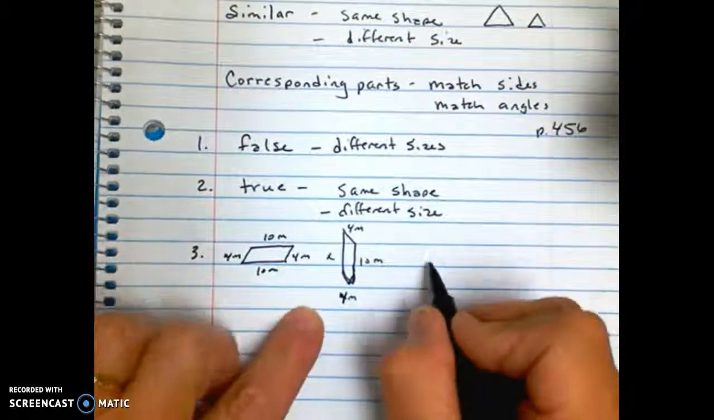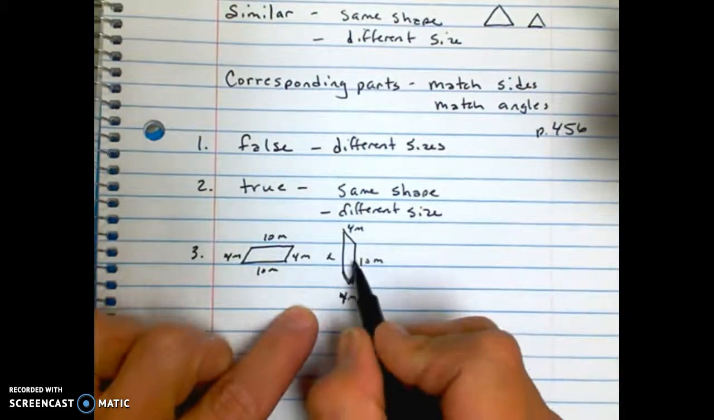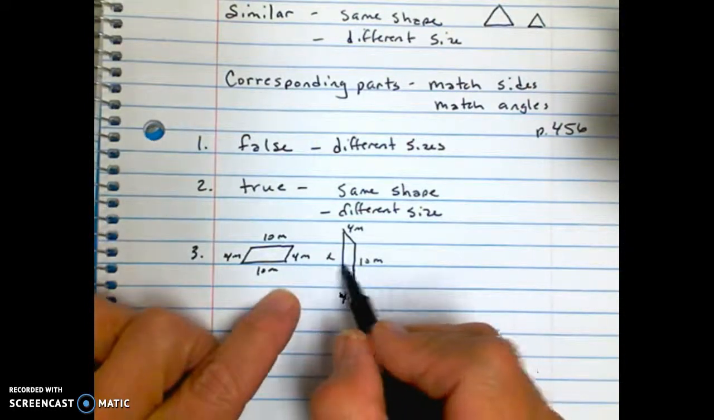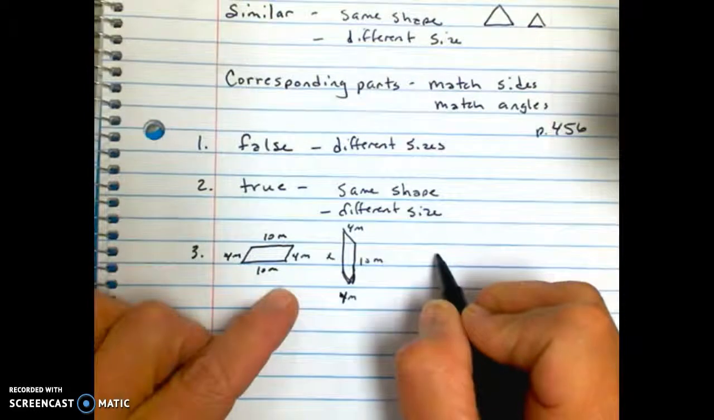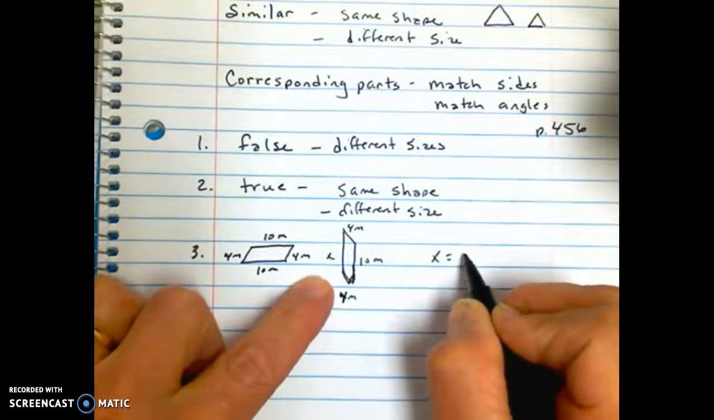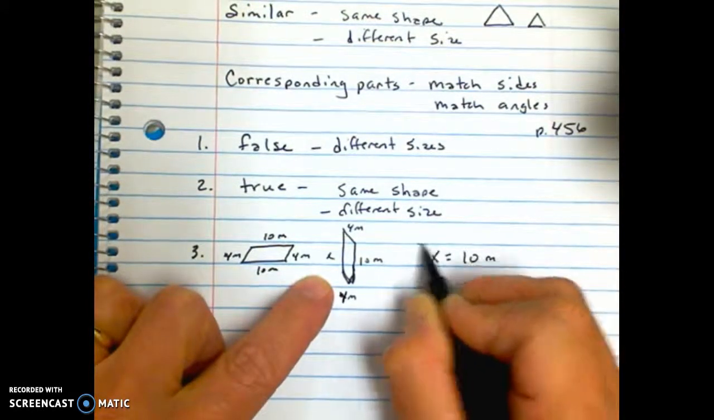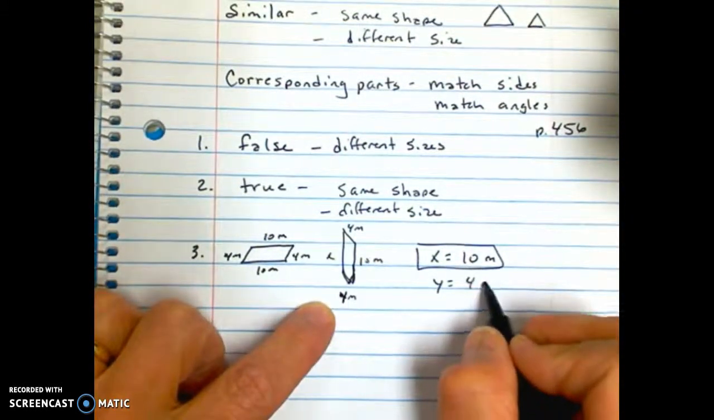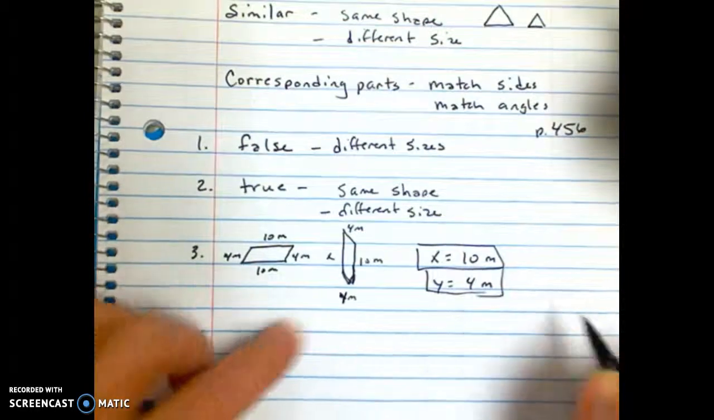So we say, okay, well, if these are both the same, if they're both congruent figures, then both sides are going to be 10 meters. This seems kind of rather obvious, but x is equal to, of course, 10 meters. And y is equal, of course, to 4 meters. And box those in.